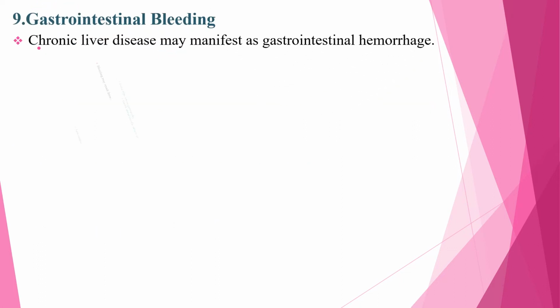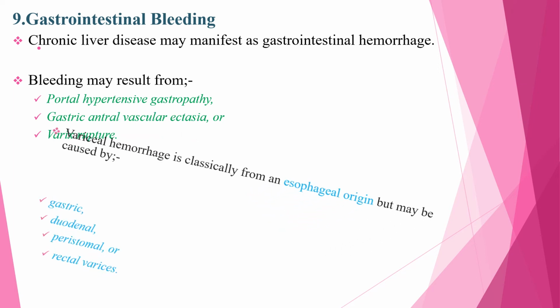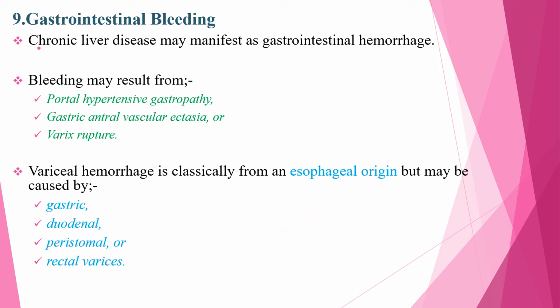The other is GI bleeding. Chronic liver disease may manifest as GI bleeding, which might result from portal hypertensive gastropathy, gastric antral vascular ectasia, or varix rupture. Variceal hemorrhage is classically from an esophageal origin, but might be caused by gastric, duodenal, peristomal, and rectal varices.